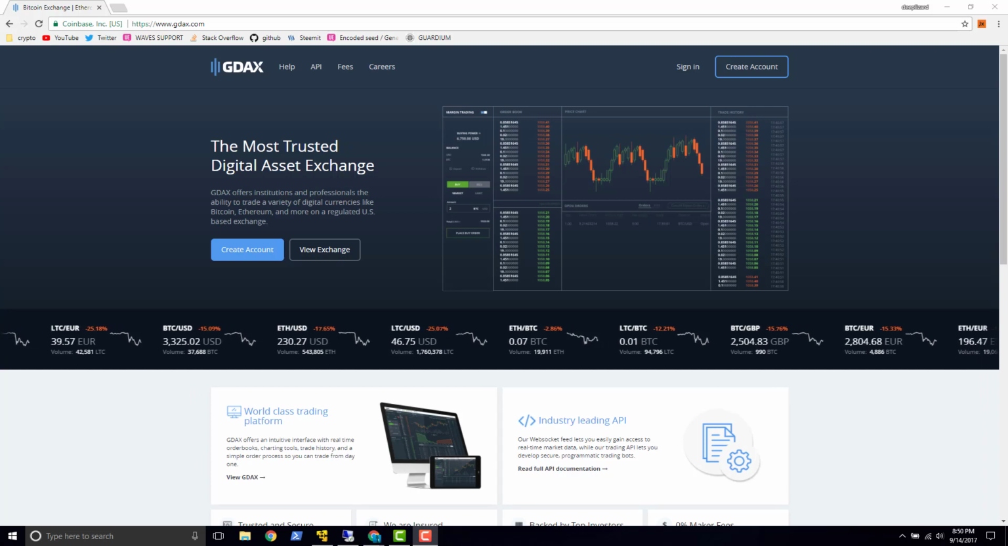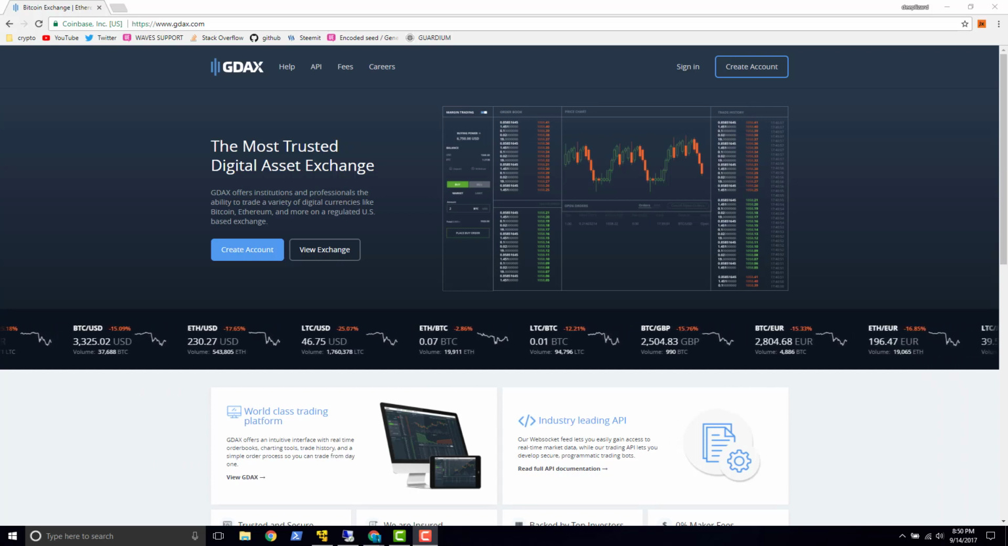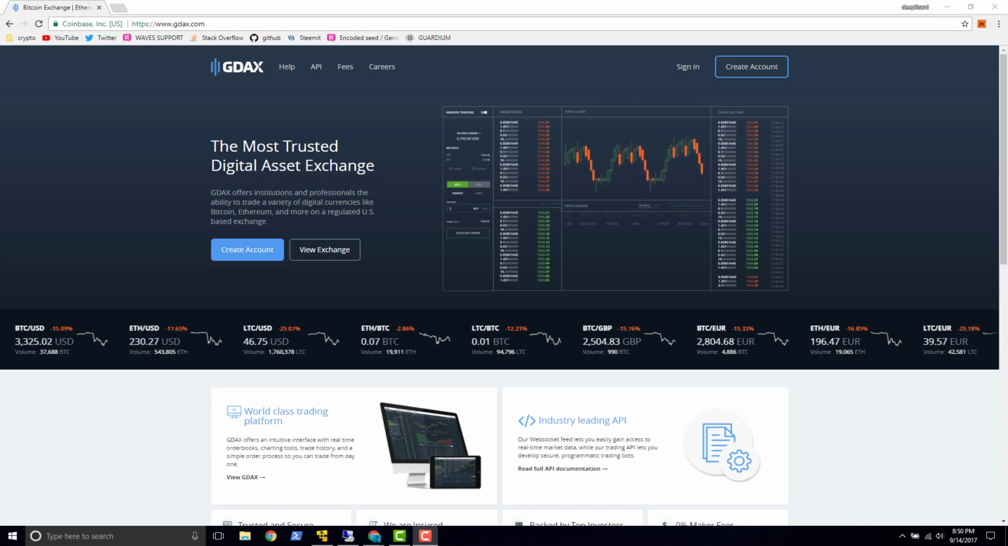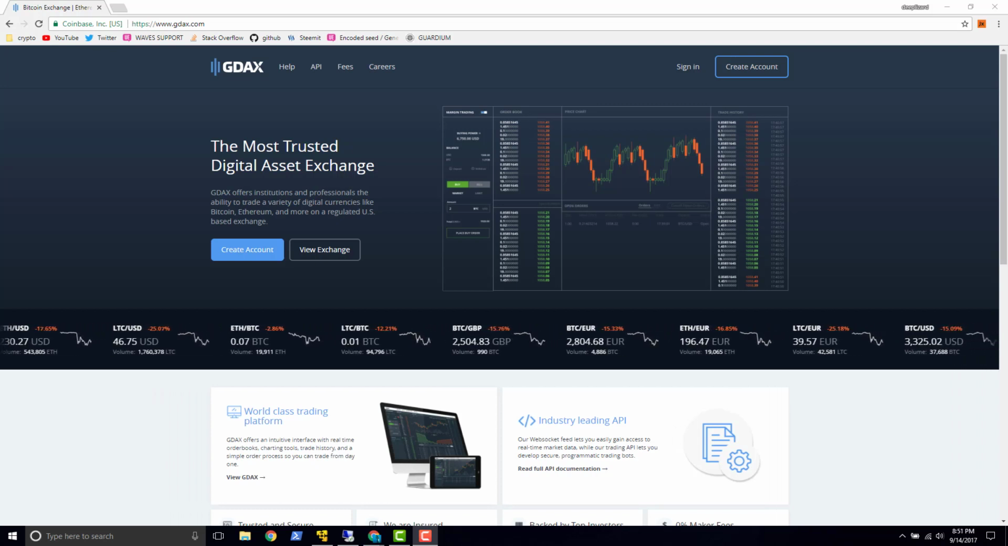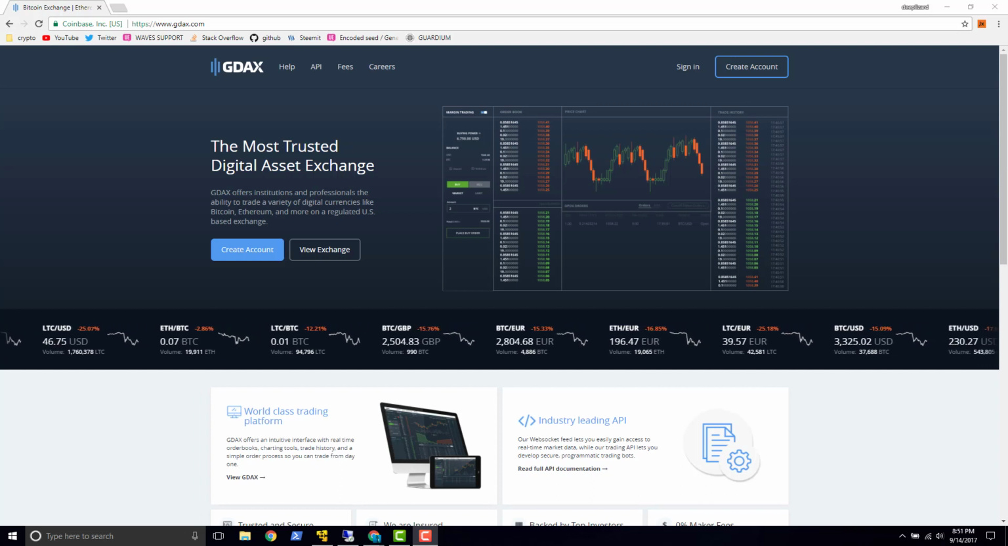In this video, we're going to talk about GDAX security. Anytime you're going to use a service and you're going to give this service your funds, your hard-earned money, you're going to want to definitely look into their security policy, because that's how your funds are going to stay safe. All right, so we're going to do that in this video.